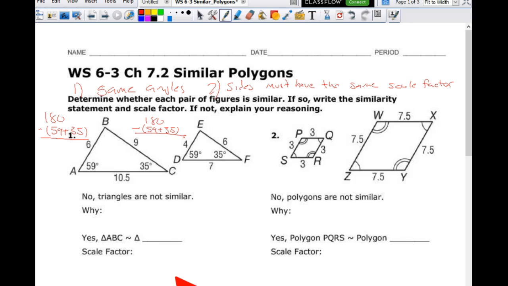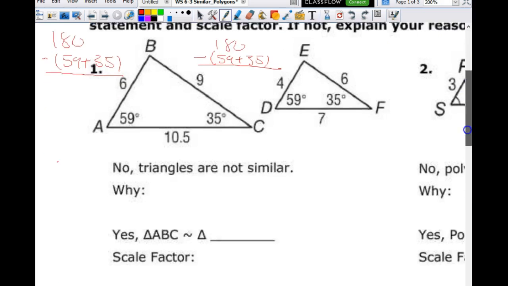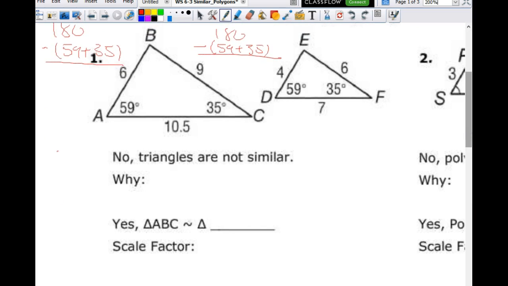Let's start with 6. We know AB, which is 6, corresponds to what other side? B and C? E and D, which is 4. So we have 6 over 4. 6 over 4 is going to be 3 over 2. So we know we have a scale factor of 3 over 2. Or this triangle is 1.5 times larger than the small one over here.